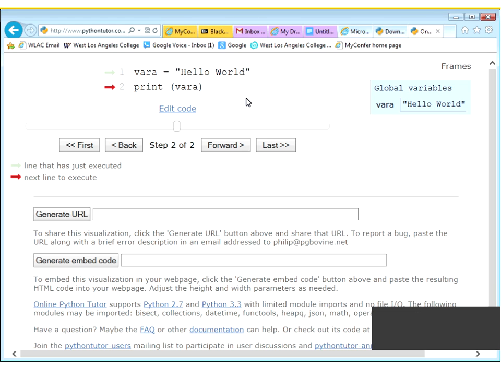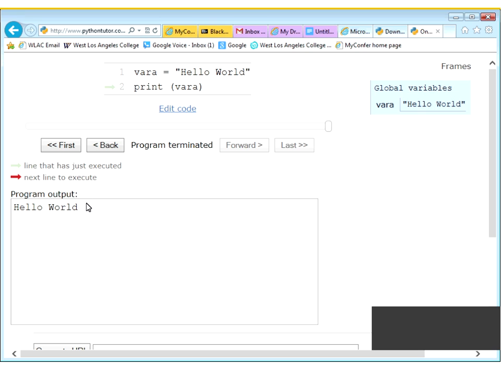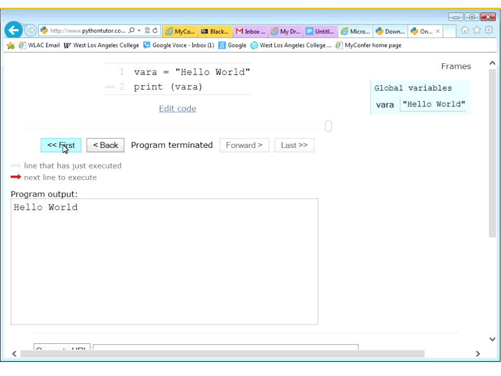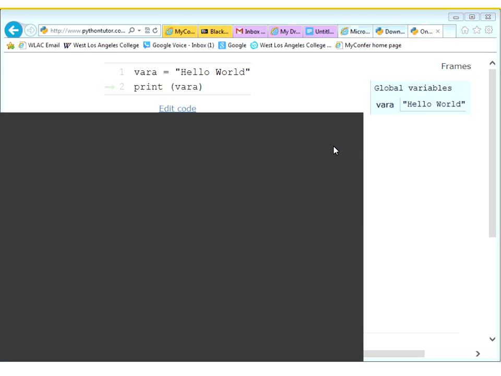The next line is called print vara, and you can pretty much tell what it's going to do. It's going to print the contents of that variable, which is in parentheses. Basically it'll take whatever is in that variable and print it out to the screen. If I go forward, notice now I have a program output down at the bottom, and it shows hello world. Again, I can go back to the first line, and then I can just run the whole program just by doing last, and you'll notice it just runs straight through it. So you can step through a program using this, or you can just run through the whole entire program.